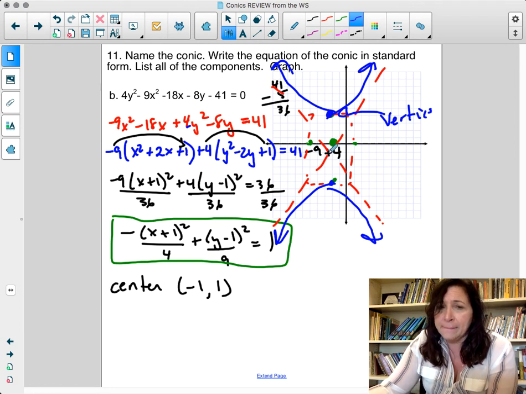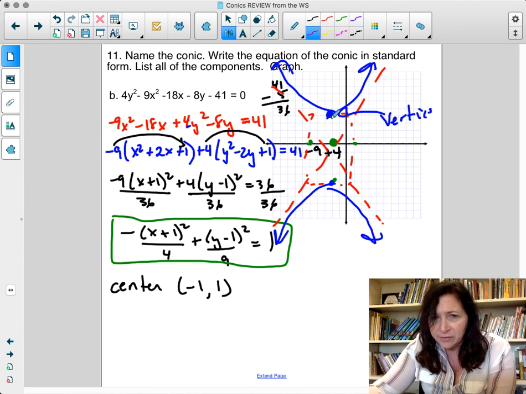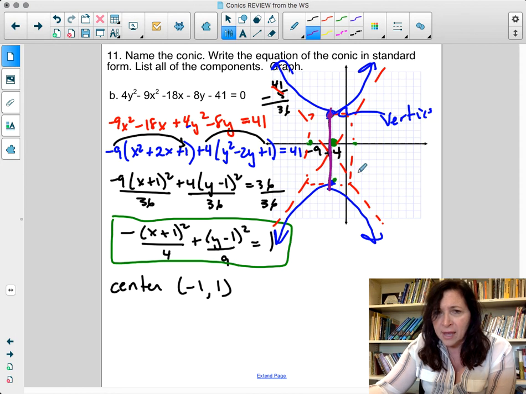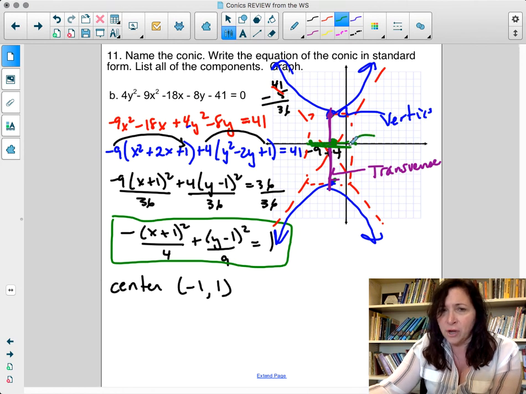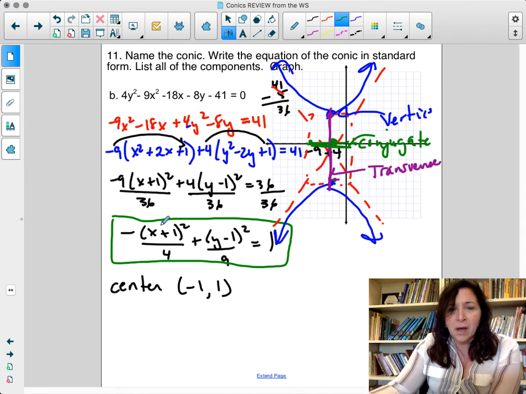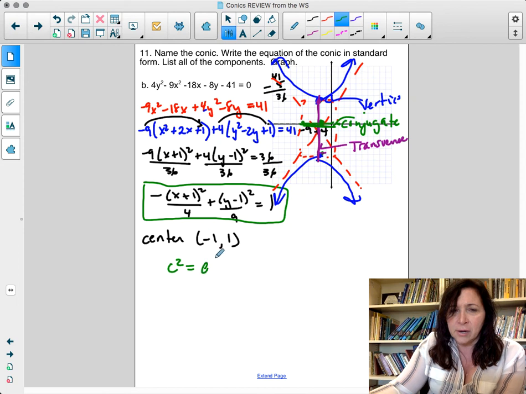What else do we need? Oh, we need focal points. Oh, by the way, just a note, this axis that connects your two vertices, remember, that's your transverse axis. The axis that doesn't connect the vertices, see that right there? It just connects the ends of my box. That's called the conjugate axis, C-O-N-J-U-G-A-T-E.